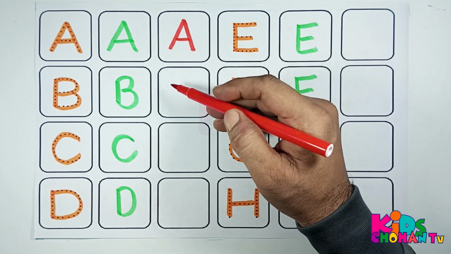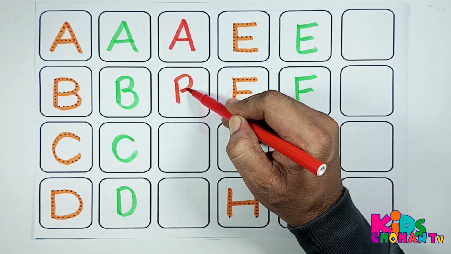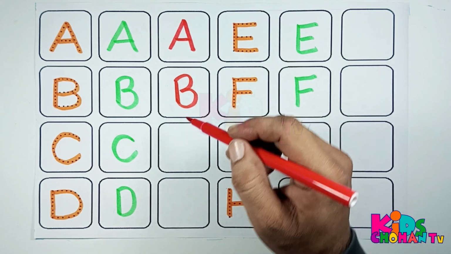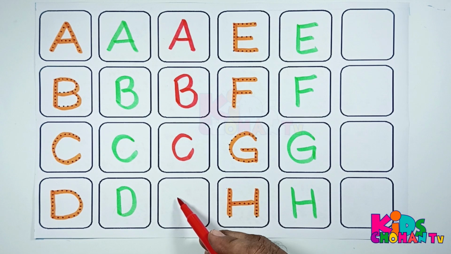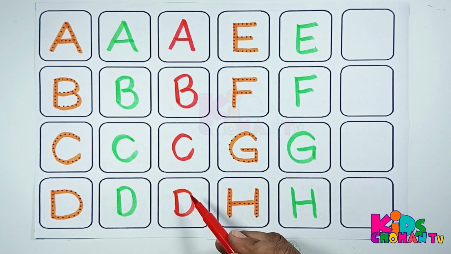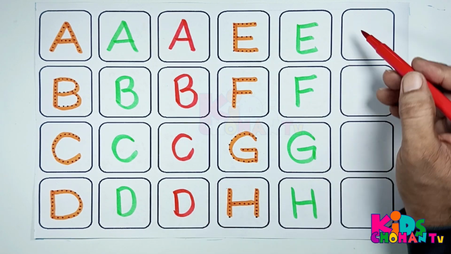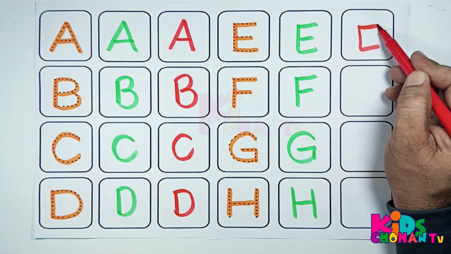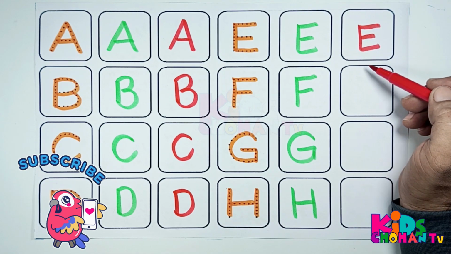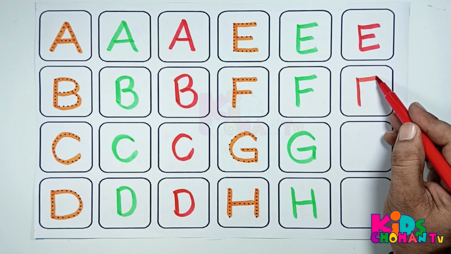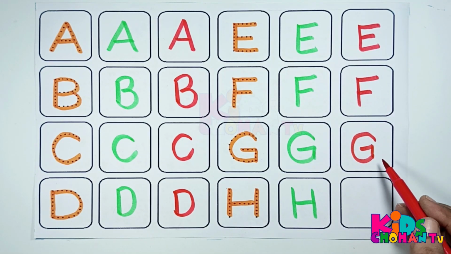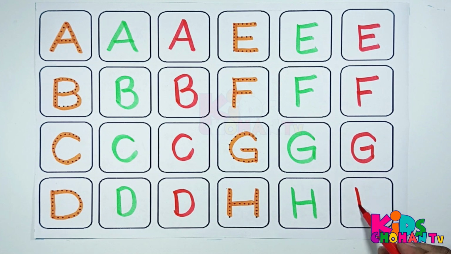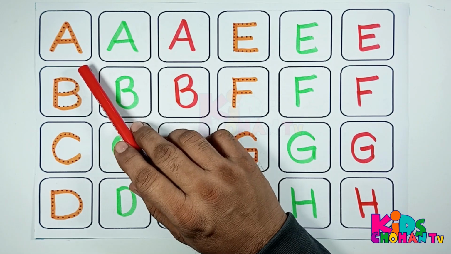A for ant. B for bee. C for cat. D for dog. E for eagle. F for fox. G for goat. H for horse. Read again.